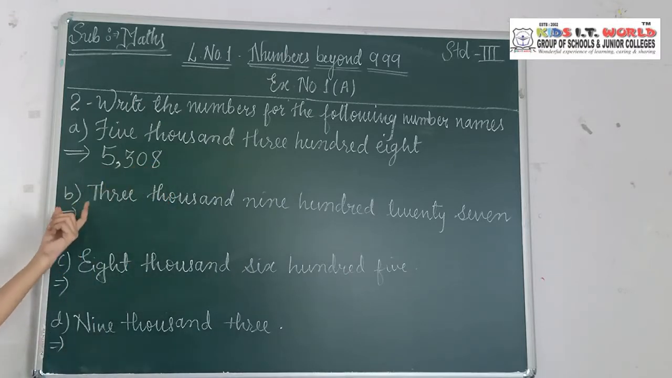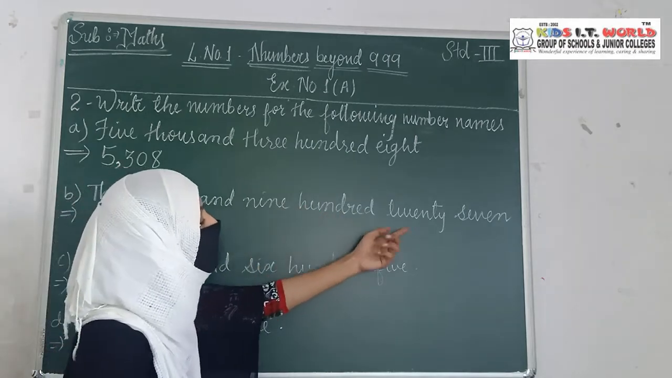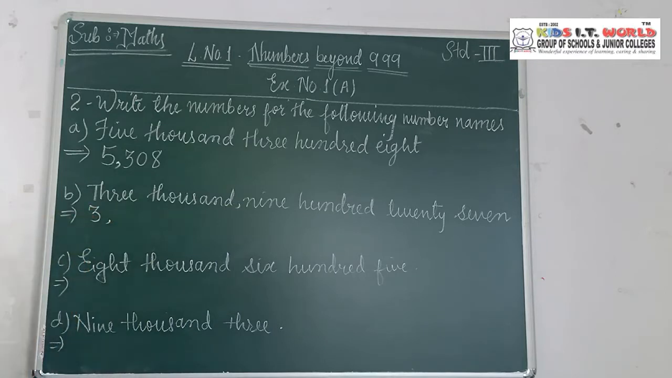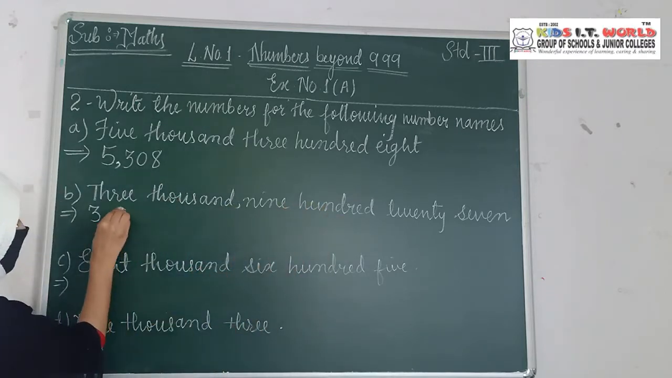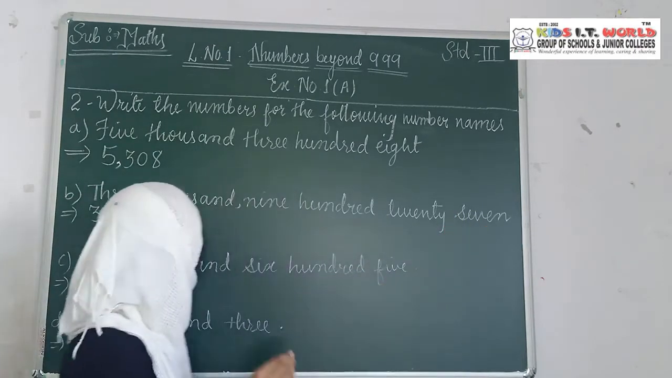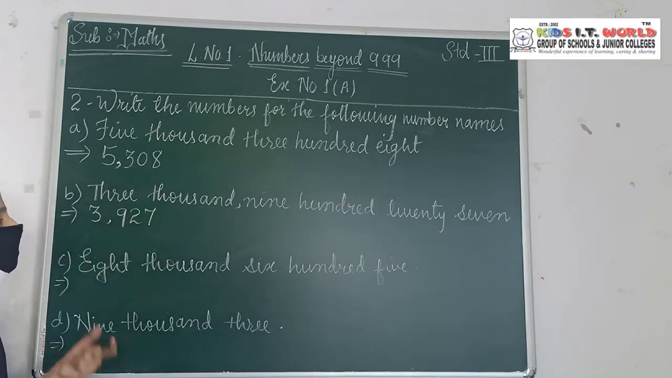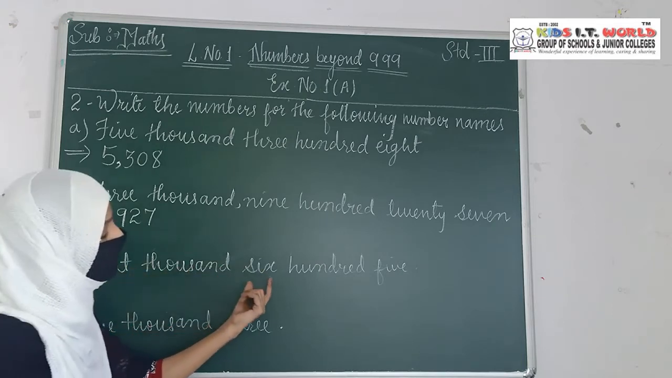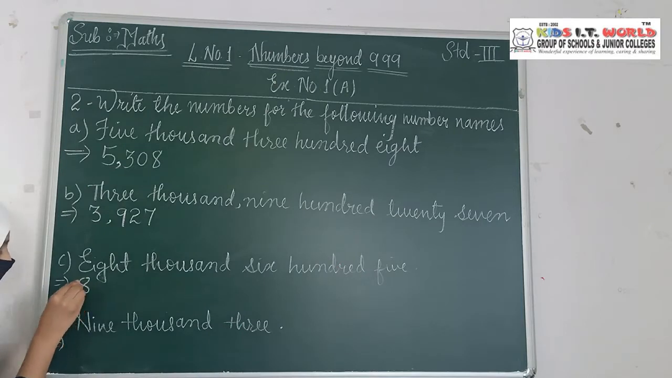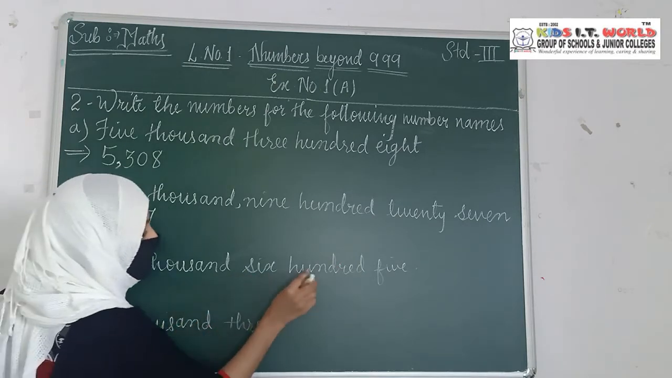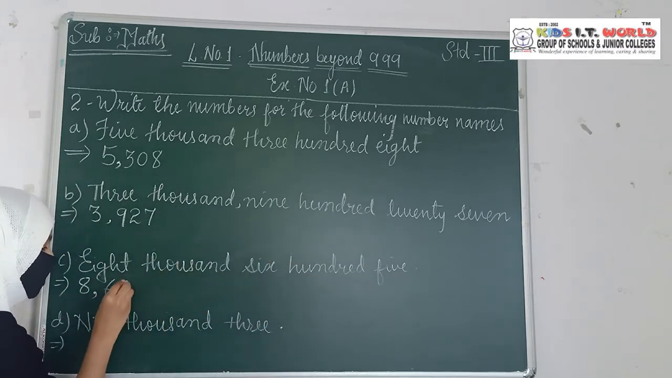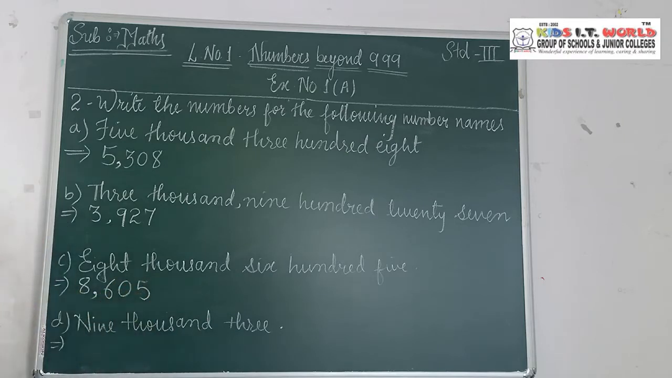Now the next number, 3927. Now here the first period is finished. So we will write 3000, 927. So it is 3927. In the same way we will see the C1 here, 8605. So it starts from the 1000. 8000, 605. On the tens they are now given. So you will write 0, 605.